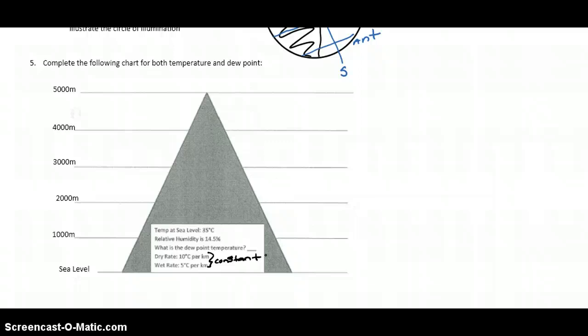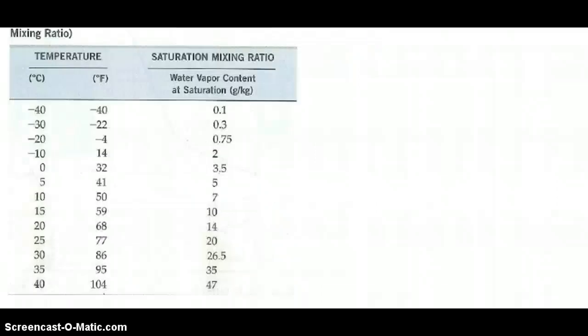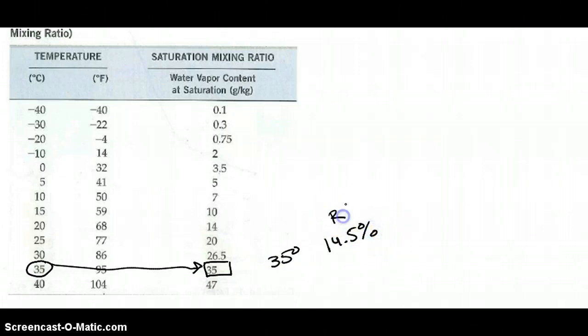So there you go. All right, so we are given the information that the temperature is 35 degrees at sea level. We're supposed to figure out what the dew point is. So we have to switch over and figure out how much it can hold. So I'm going to go to table 14.2. All right, so I'm looking at table 14.2. I find 35 degrees and I read straight over. Oh, 35 can hold 35. But our 35 degrees is at 14.5% relative humidity. So this is not the answer for dew points.